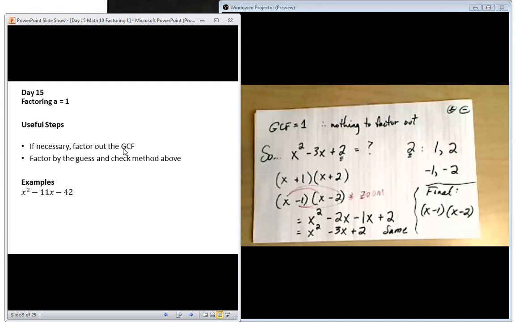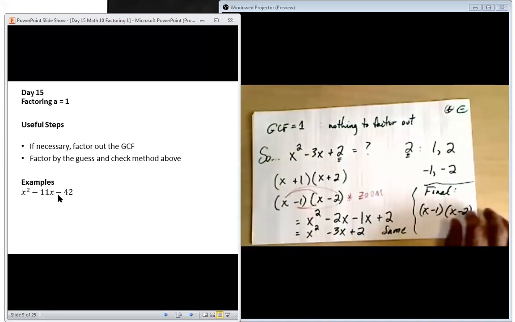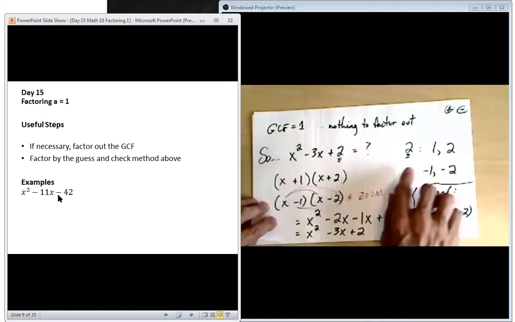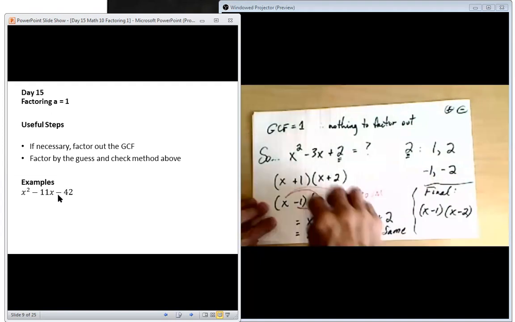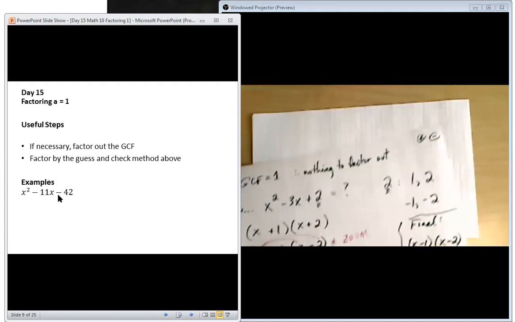Or let's try this one. And then the next has a GCF. Okay, so look in here. Let's look for a GCF. Is there one? No. Okay. So then we're back to this, all right? 42. Numbers are getting a bit big. Okay, so let's work through and see what the possibilities are to get the 42. Do some checking. Be successful. Let's see what we got.